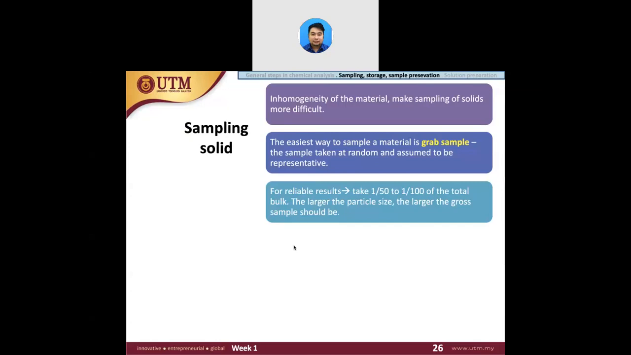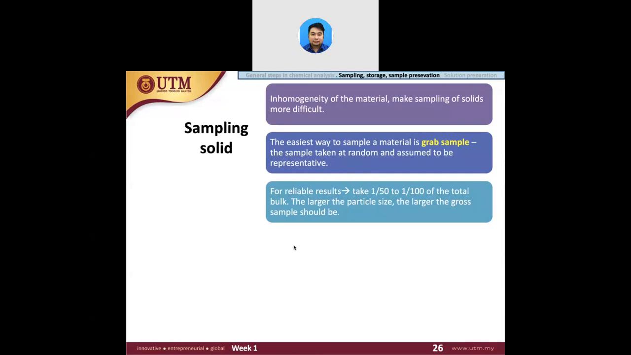Okay, so for example, when you have 1 ton of rice, okay, 1 ton beras. So macam mana awak nak sampling those beras? Okay, you need to get 1 over 50 ataupun 1 over 100 depending on the total bulk lah. Okay, so usually kita ambil 1 over 50 or 1 over 100.